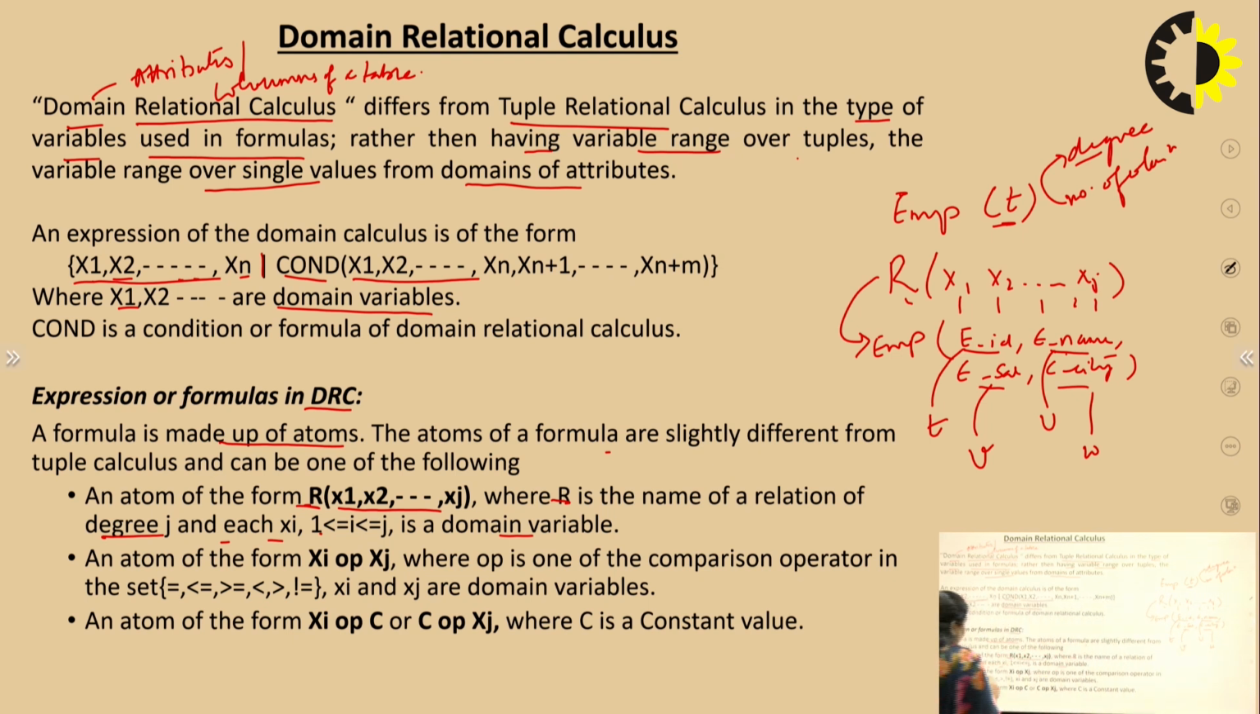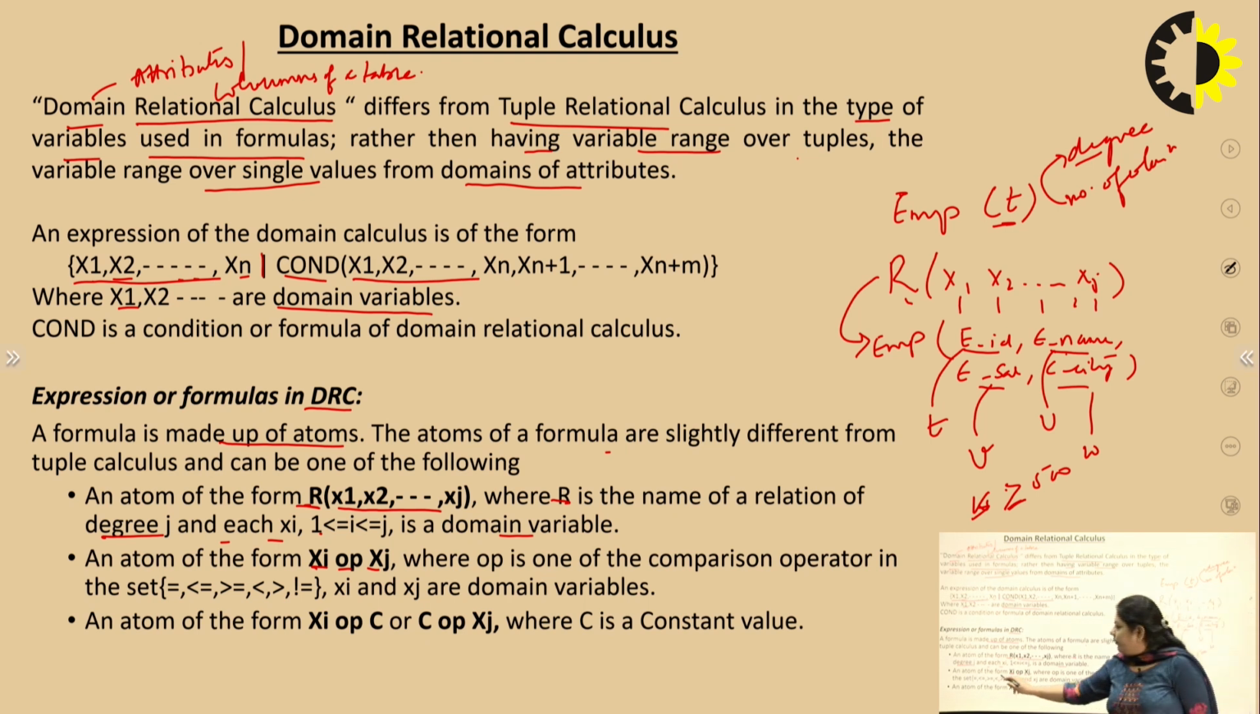So an atom of the form xi operator xj means the comparison operator over different attributes. Suppose we want to find out the salary of an employee whose salary is greater than 5,000, so we will use an operator here.